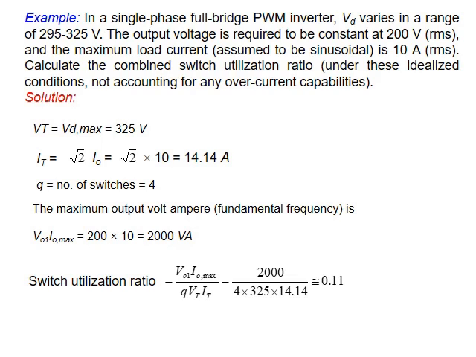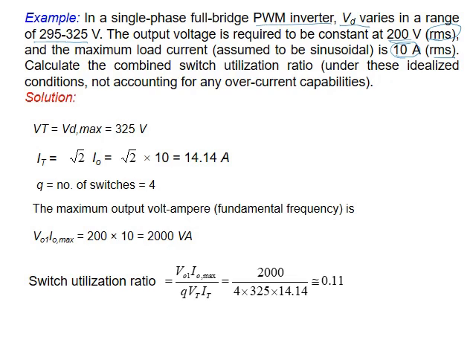Let me use this in an example. A single phase full bridge pulse width modulation inverter. VD, the input, changes between 295 to 325. The output voltage is required to be constant, 200. He told me this is RMS. And the maximum load current, assumed to be sinusoidal, is 10 amp, also RMS. Calculate the combined switch utilization ratio under these idealized conditions, not accounting for any overcurrent capability.